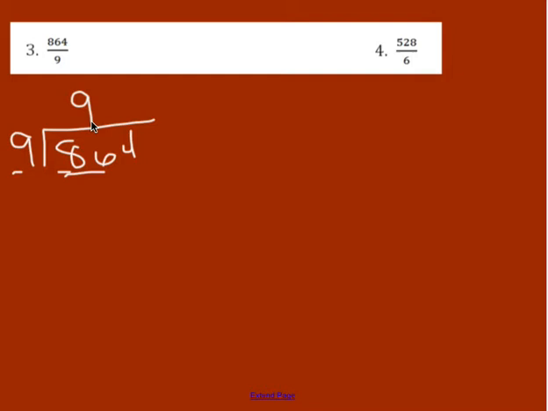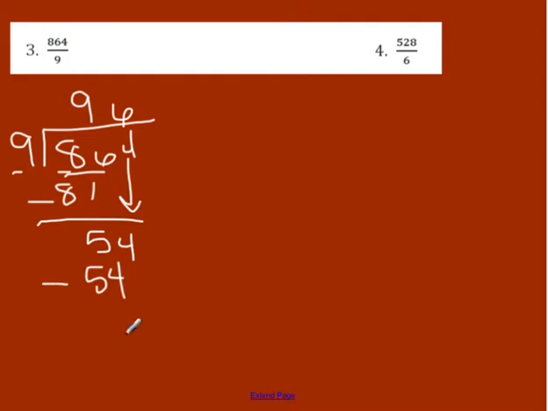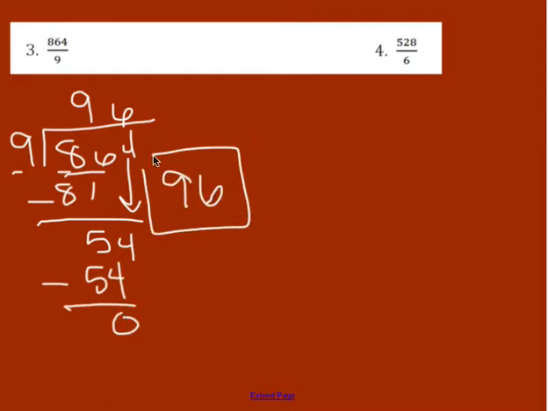So then we're going to do 9 times 9, which is 81. Then we have 86 minus 81, sorry, and I end up getting 5. And then I'm going to bring on down that 4. So I need to figure out how many times 9 goes into 54. And 9 goes into 54 6 times. 9 times 6 is 54. So then you end up subtracting those out and you get 0. So 96 is our final answer for number 3.